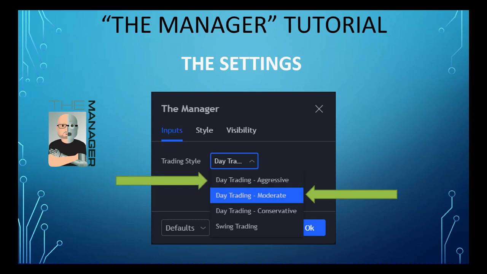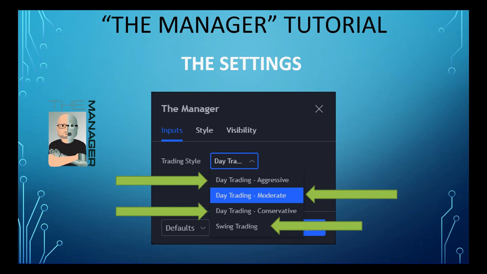Then we have day trading aggressive, and if you're scalping off the 1, the 2 or the 3 minute, you may want to start off with day trading aggressive settings on the manager. Something we'll discuss later is actually changing to aggressive when we get certain moves when we're in a trade. We've got day trading conservative, so maybe you're day trading on the 15 minute, or you want to be a little bit more conservative and allow it to run for the whole session, and that conservative could be a good setting for that. And then obviously the swing trading setting as well.